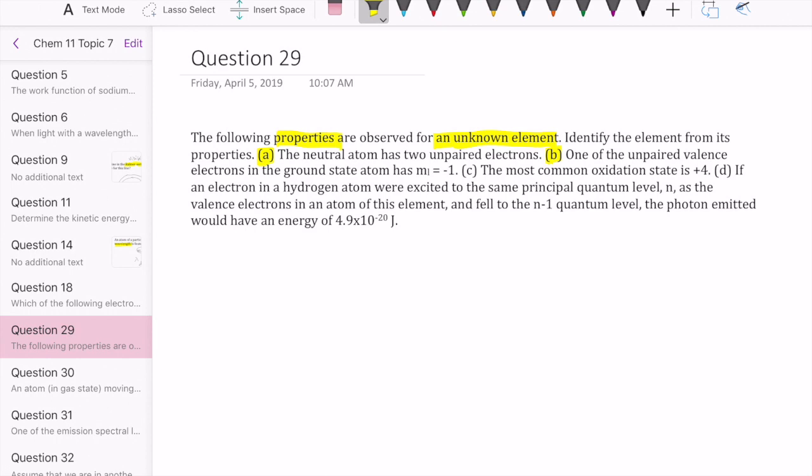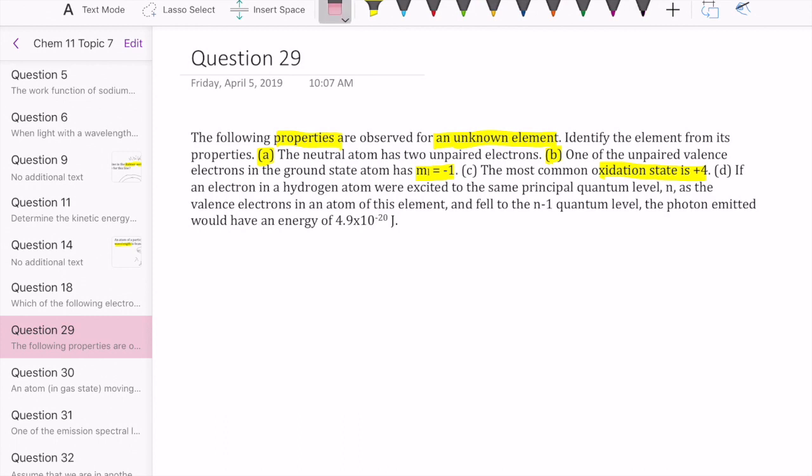The second one says one of the unpaired valence electrons in the ground state has an m sub L, which is a quantum number, that's equal to -1. And then the oxidation state of this element is +4, the most common one. And then if an electron in a hydrogen atom were excited to the same principal quantum level n as the valence electron in an atom of this element and fell to the n-1 quantum level, the photon emitted would have an energy of 4.9 times 10 to the -20th joule.